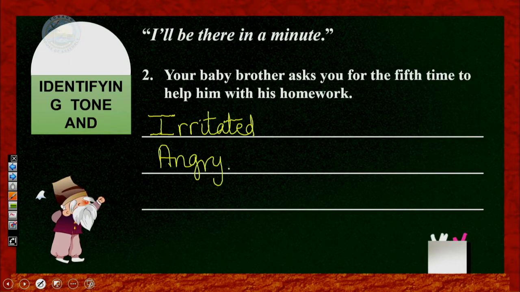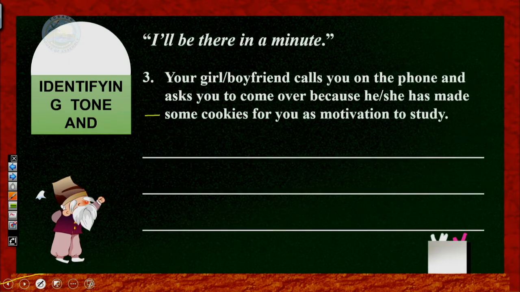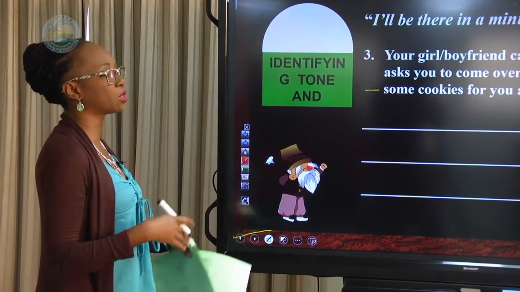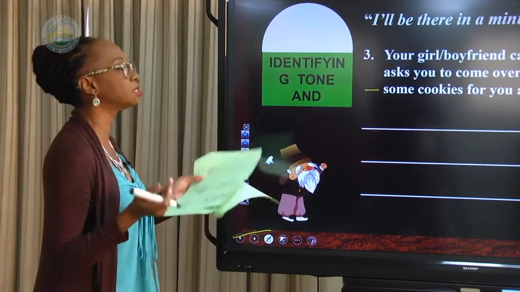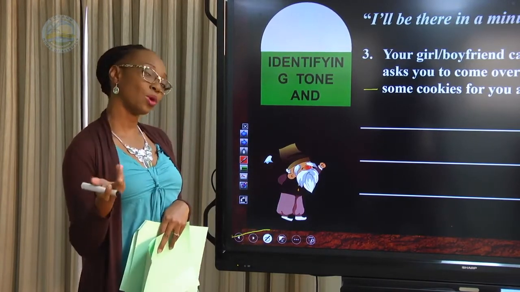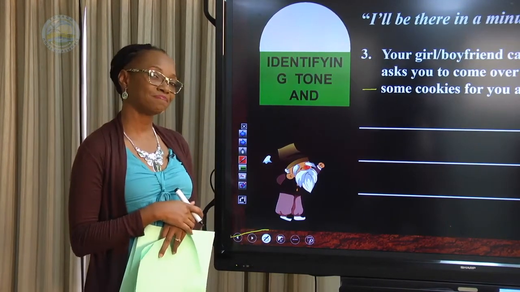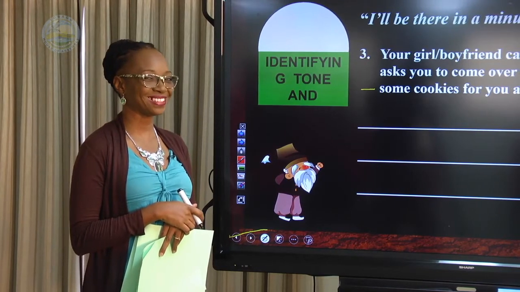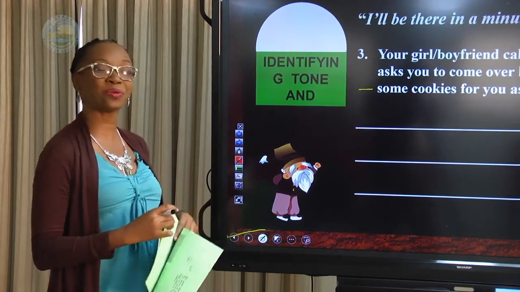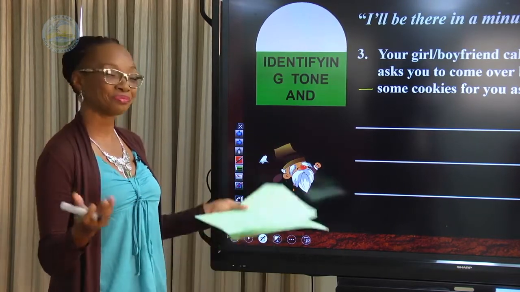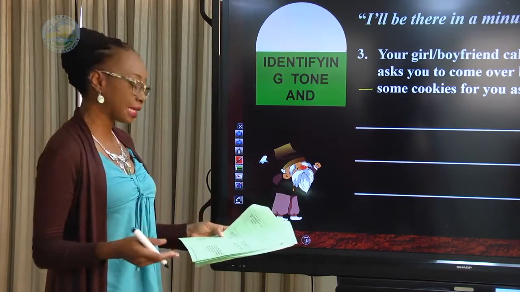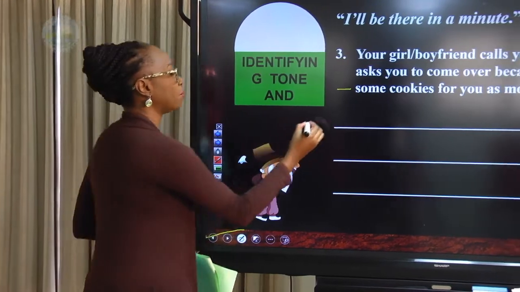But how can that change if we have a situation where your girlfriend or boyfriend calls you on the phone and asks you to come over because he or she has made some cookies for you as a motivation to study? What kind of tone would it be there? "I'll be there in a minute." Maybe. Depending again on where you are in the studies, and if you didn't fall out with your girlfriend or your boyfriend, you may find that the tone here at this point may be more agreeable.